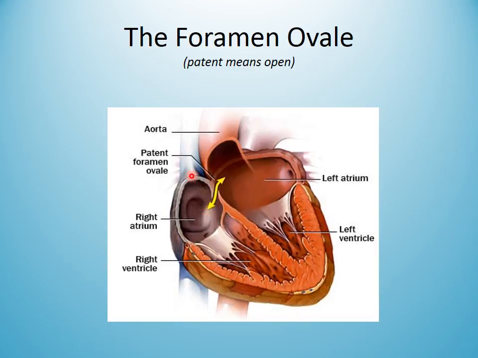And this picture here is calling it a patent foramen ovale. So sometimes with birth defects, once the patient's born, this shuts and closes, and then the heart starts circulating as a normal heart. But sometimes with birth defects, that can stay open, which is very dangerous.